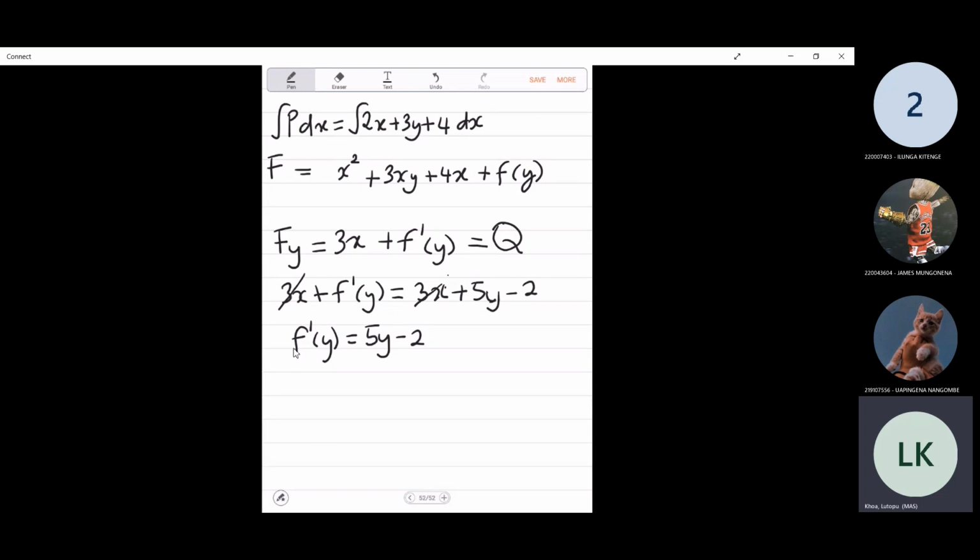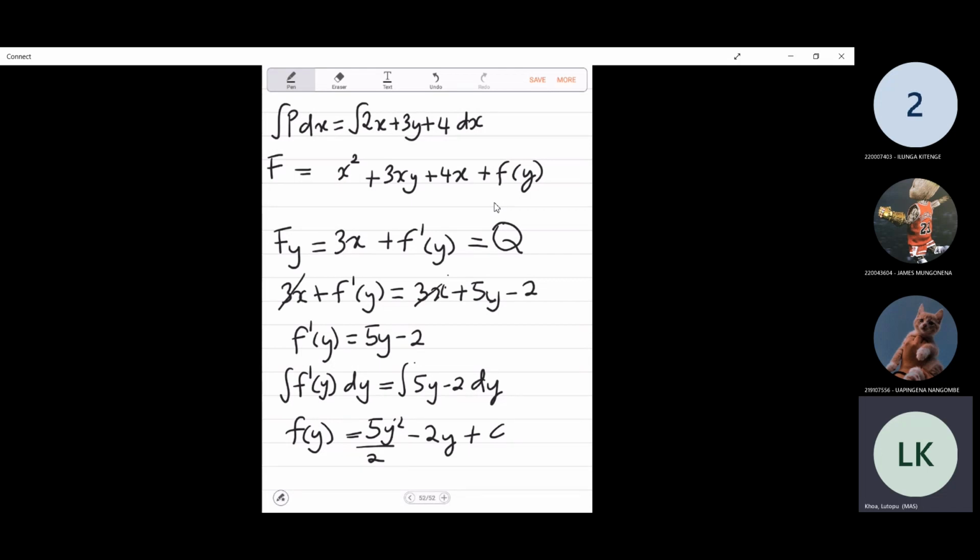Okay, so now I know the derivative of this f. I need to find the f, and then that will tell me the function that I'm looking for. That solves everything. So to get this function f, I need to integrate with respect to y. So I integrate f prime of y with respect to y. This is the integral of 5y minus 2 dy. So this gives me f of y is equal to 5y squared over 2 minus 2y, then plus my constant. So that is going to go over here, and that is the solution.